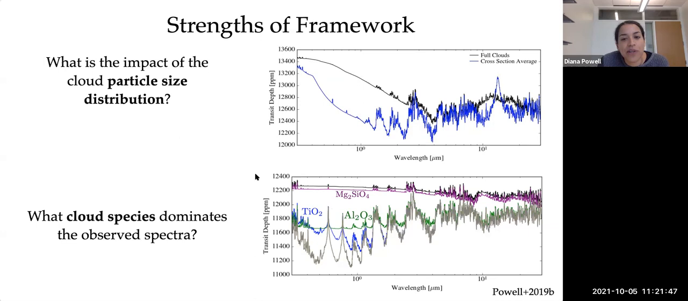And then because this framework also considers barriers to cloud formation, we can also predict which cloud species dominates the observed spectra. In the bottom right here in black, I'm showing a different model transmission spectrum for a different hot Jupiter, where we include the opacity from all the cloud species that form. In gray, I'm showing what the transmission spectrum would look like if there were no clouds. And then in the different colors, I'm showing what the spectrum would look like if we only consider the opacity from a particular cloud species. In this case, we see that silicate clouds dominate the cloud opacity across a broad wavelength range and really shape the spectra.